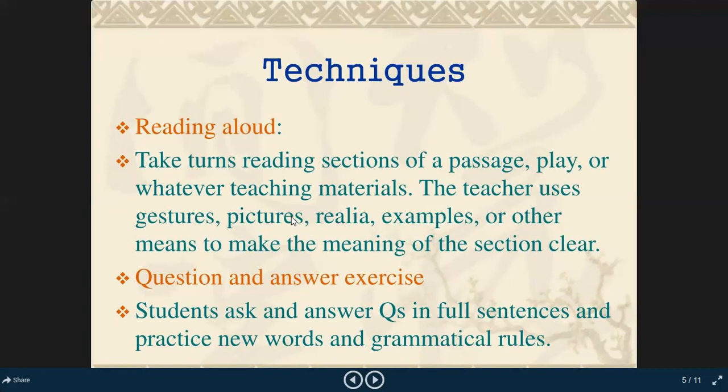Questions and answer exercises. I really liked it when I saw my colleague using this technique. Okay, this is the topic, and at the end of the topic, we are going to answer 2 questions about it. Students ask and answer questions in full sentences and practice new words and grammatical rules. One of the techniques, it could be a method too, is practicing: learning by practicing, learning by doing, learning by actioning, okay?